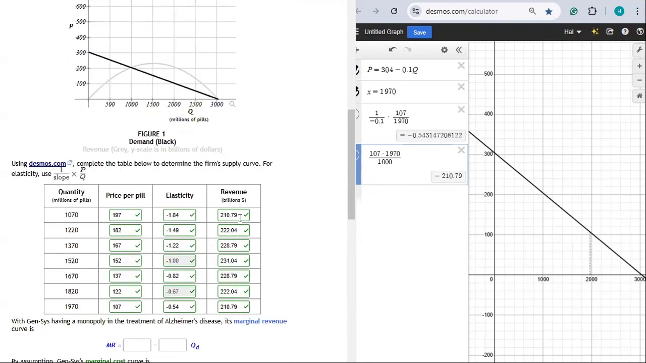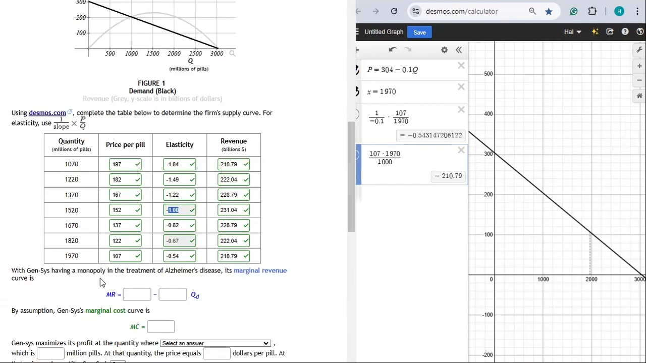So if you look, revenue is rising, it peaks when the quantity is 1,520 million pills, and then revenue falls. Meanwhile, the price falls linearly as we move down the demand curve and quantity is increased. So revenue is maximized, it looks like, when the elasticity is -1.